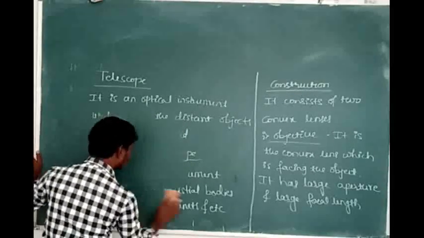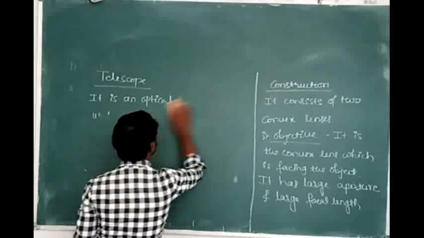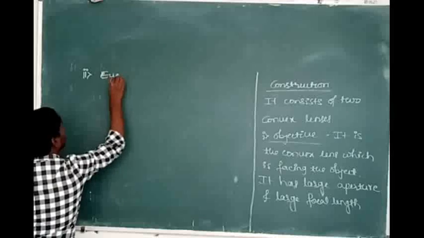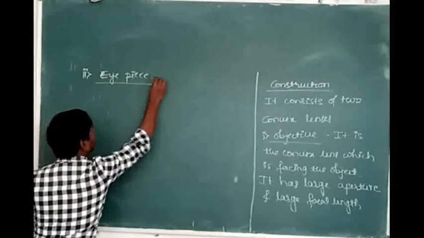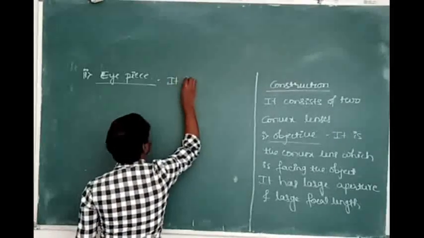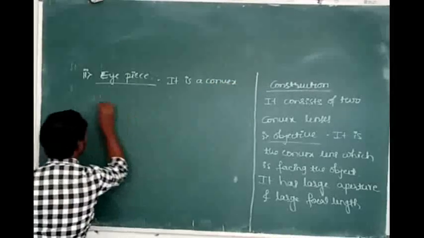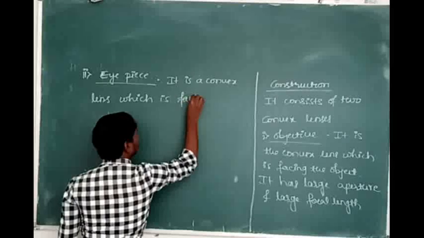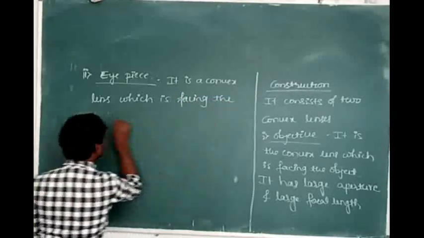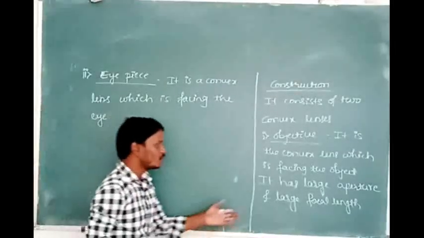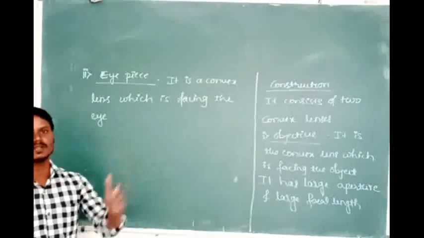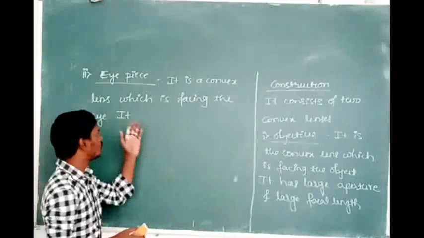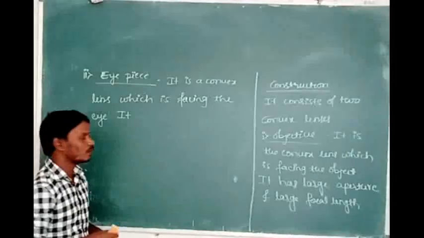So next one, the second part of the telescope is called the eyepiece. Then what about the eyepiece? Again, it is a convex lens which is facing the eye, means which is towards the eye, and it has small aperture and small focal length. But in case of compound microscope, the eyepiece has large aperture and large focal length. But in case of telescope, the eyepiece has small aperture and small focal length.